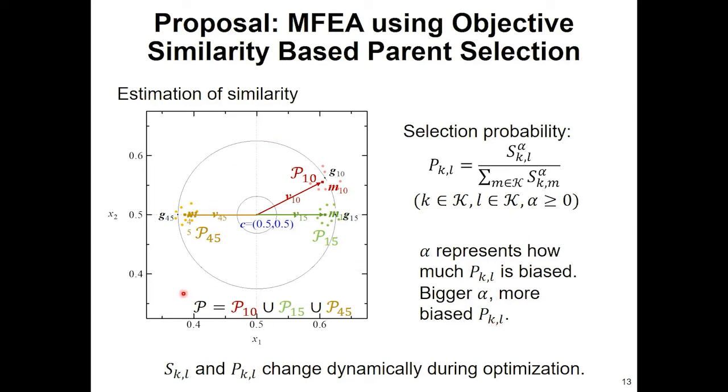since S1015 was found to be high in the previous step, P1015 will also be high. Also, for example, S1545 is low, so P1545 will be low. Note that the SKL and PKL change dynamically during the optimization.